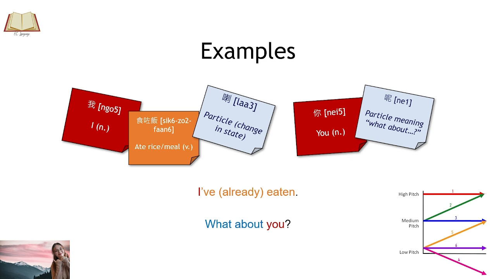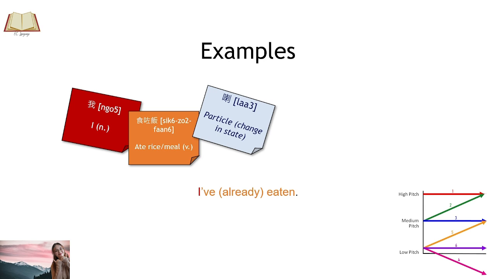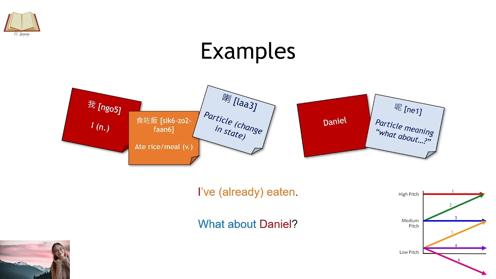You can also ask about other people. For example, 我食咗飯啦. Daniel呢? What about Daniel? 我食咗飯啦. Daniel呢? I've already eaten. What about Daniel? If context allows, you can also ask about objects or animals.